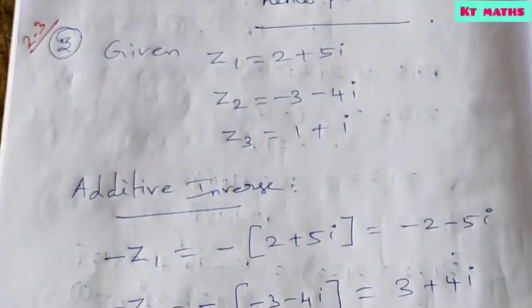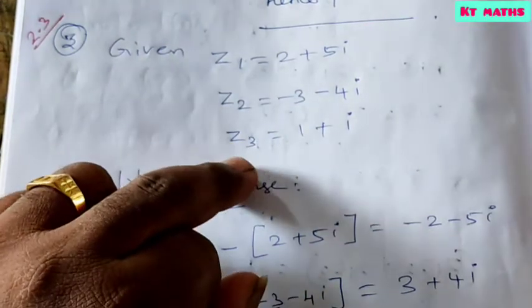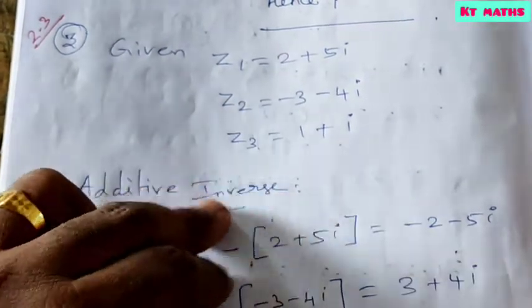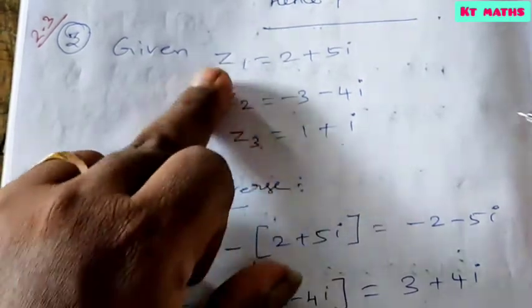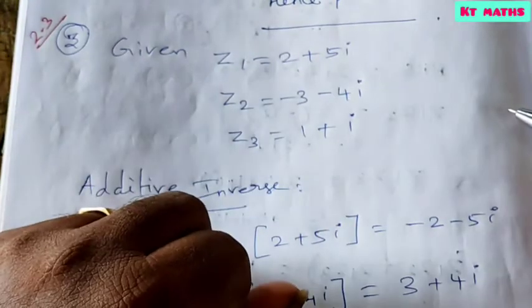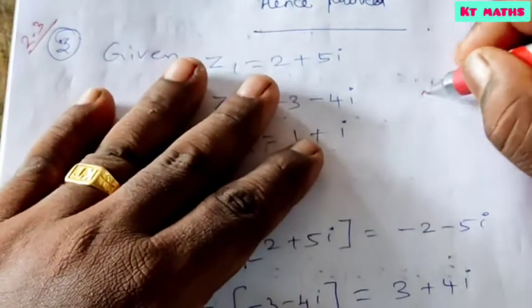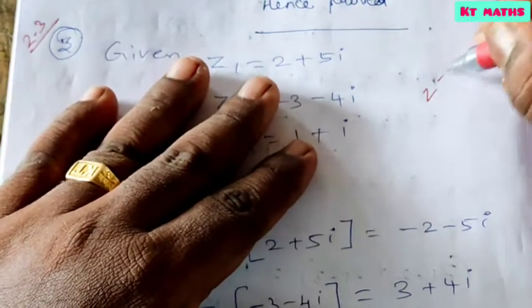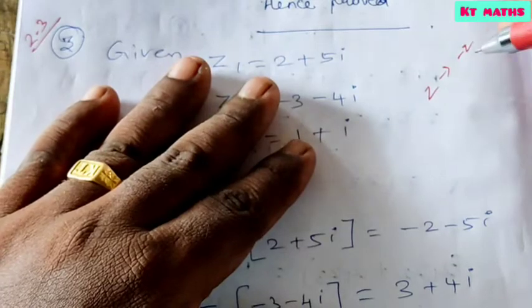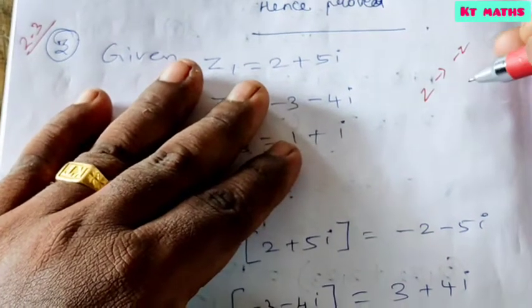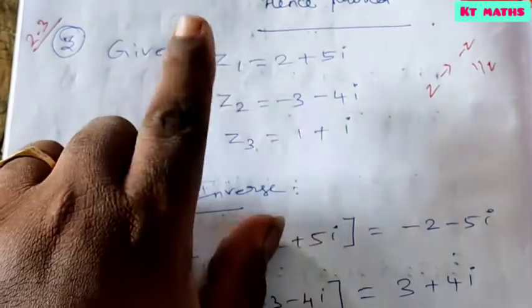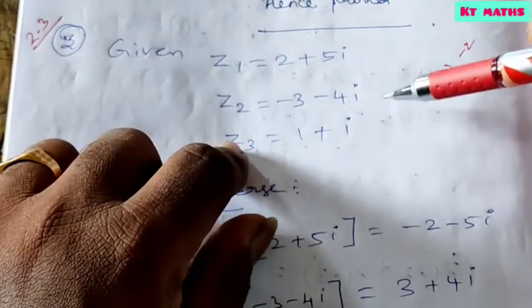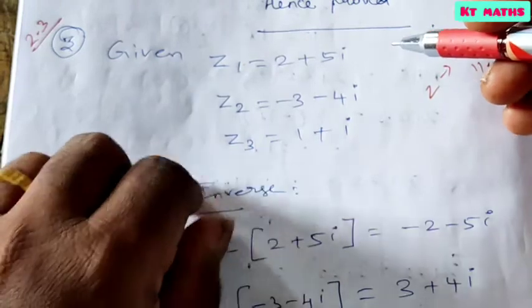Exercise 2.3, sum number 3 we are going to see now. Three complex numbers z1, z2, z3 are given, and we have to find the additive inverse and multiplicative inverse of these three complex numbers. We know that if z is a complex number, then the additive inverse is minus z and the multiplicative inverse is z inverse, that is 1 by z. First we find the additive inverses: minus z1, minus z2, minus z3.